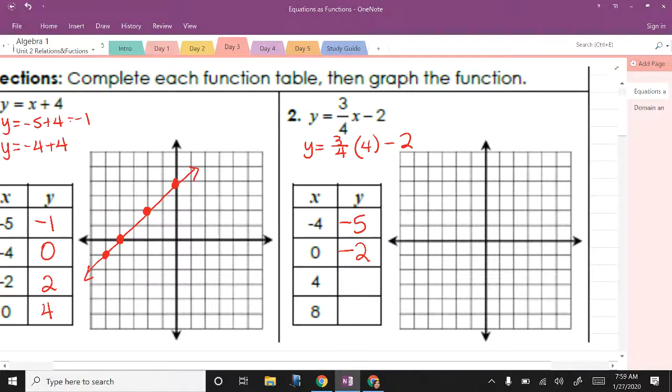Top times big divided by bottom. 3 times 4 is 12 divided by 4 is 3. 3 minus 2 is 1. Okay, and then we multiply 3/4 times 8. What's 3 times 8? Divided by 4, 6. And 6 minus 2 is 4. So any questions? So it's really not that bad with that fraction, is it?